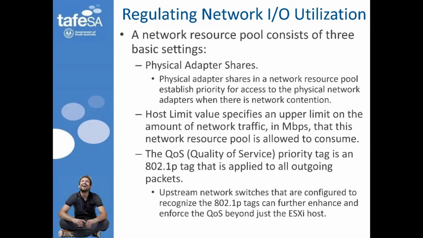So a network resource pool consists of 3 basic settings. There's physical adapter shares. Physical adapter shares in a network resource pool establish the priority for access to the network adapter when there's a network contention, so when there's competition. There's host limits. Okay, this is easier to understand. Host limits is what's the limit of each host.